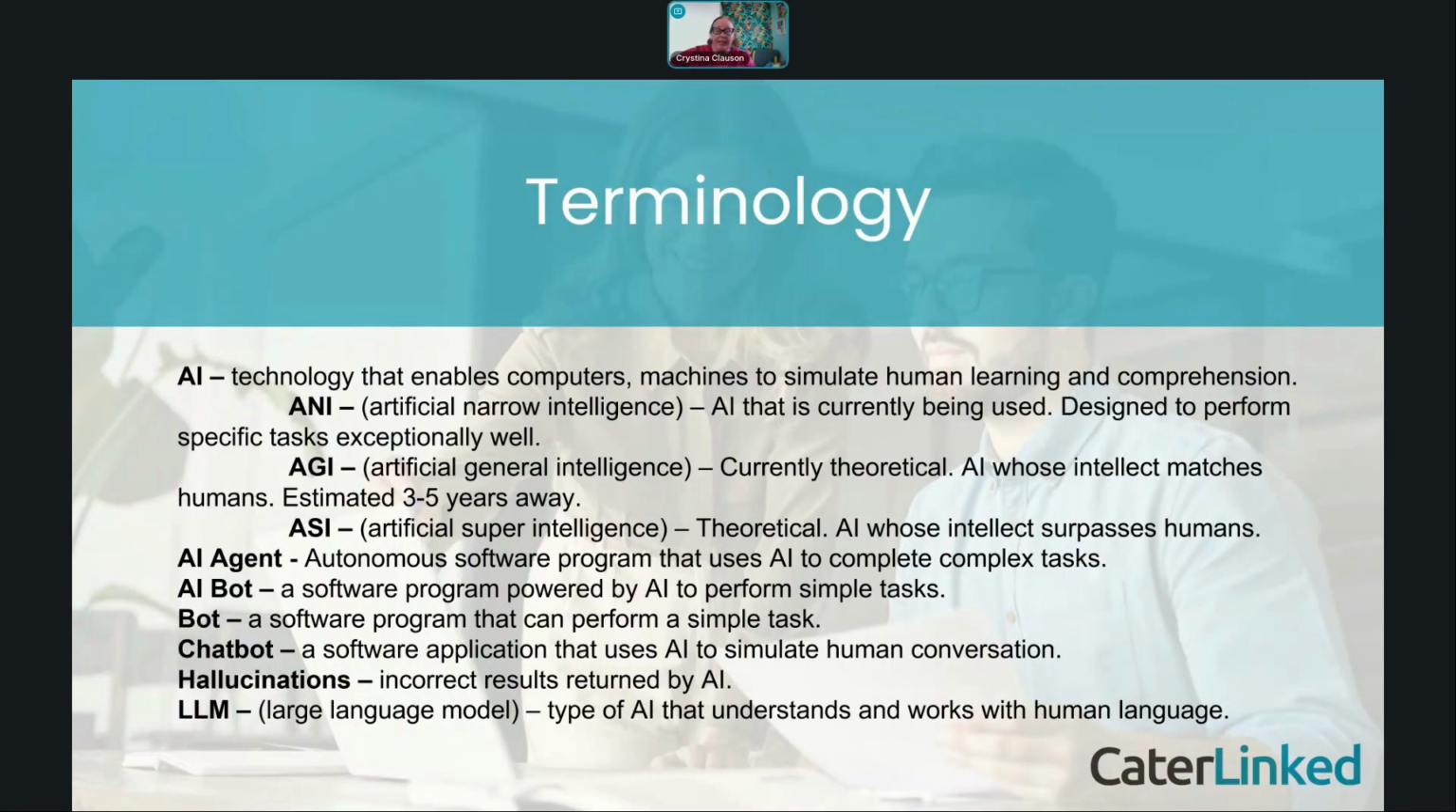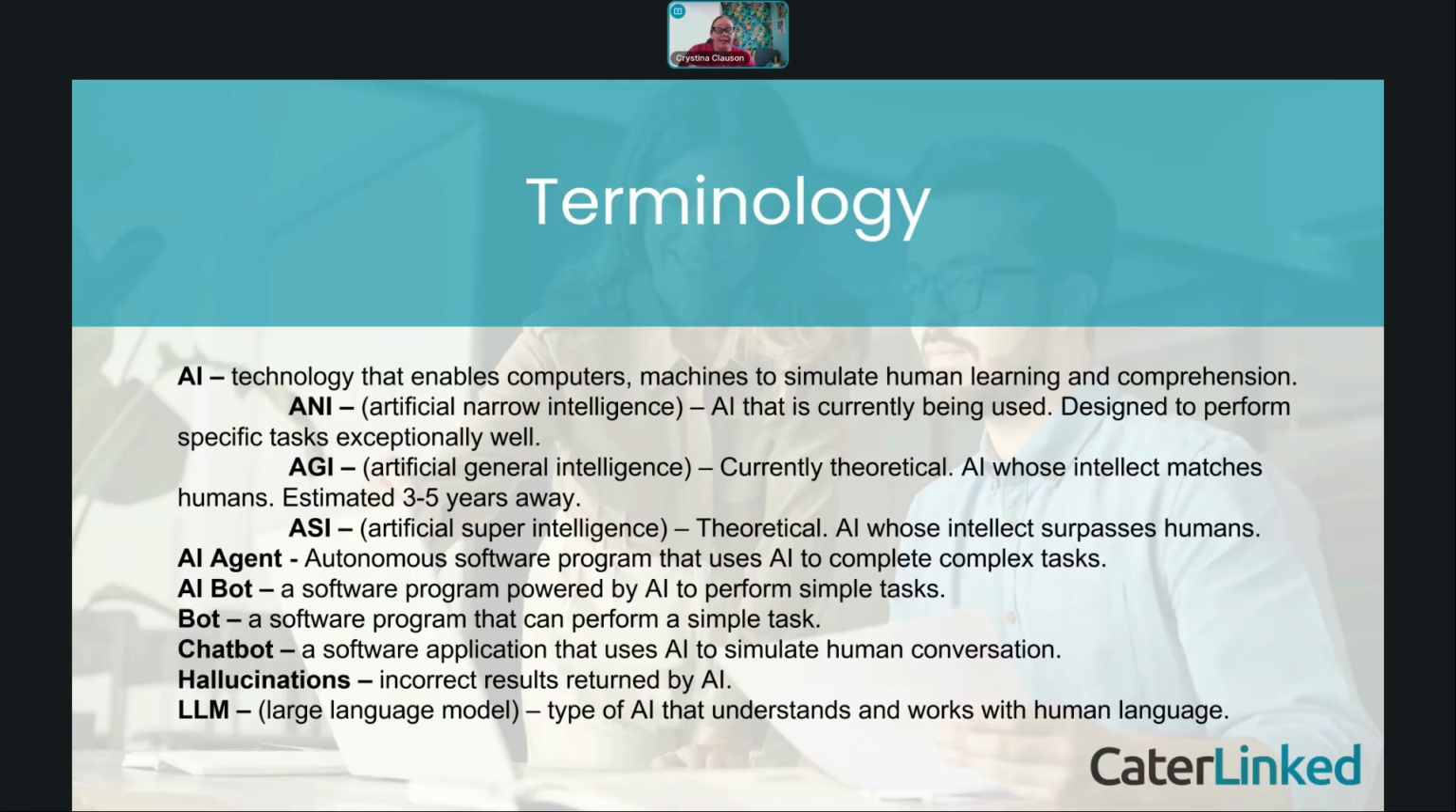There are three sort of capabilities that they're talking about with artificial intelligence right now. So ANI, which is artificial narrow intelligence, is what we're currently using. So that's AI designed to perform specific tasks exceptionally well. And that's according to ChatGPT. I thought that was fun to put in there.